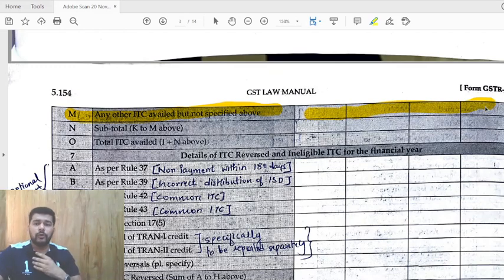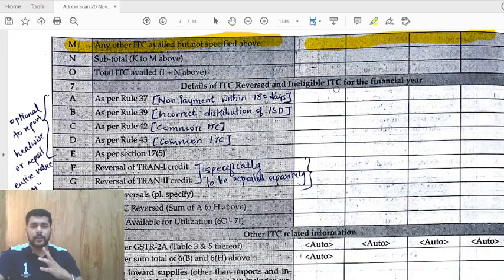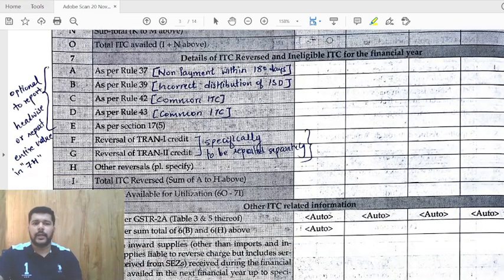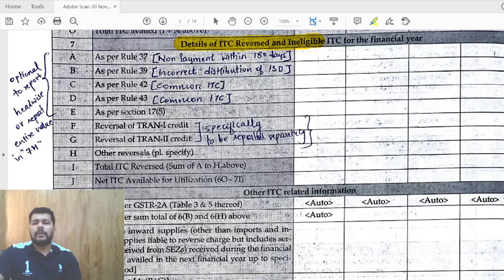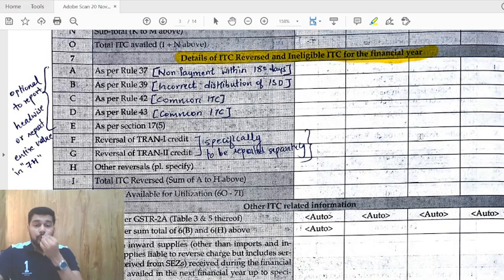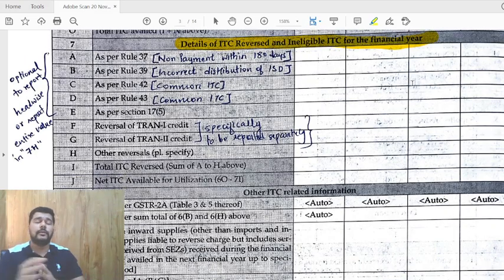This is what I follow, and I'll also tell you the reason why we follow this particular aspect. So which credit will come in table number 6M? The ITC that was of FY 22-23, which you claimed in April 23 to November 23, will come here, right? Now, what table number 7 is telling is that it is input tax credit reversed and ineligible ITC for the financial year.